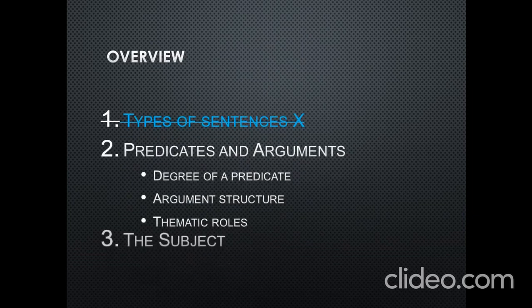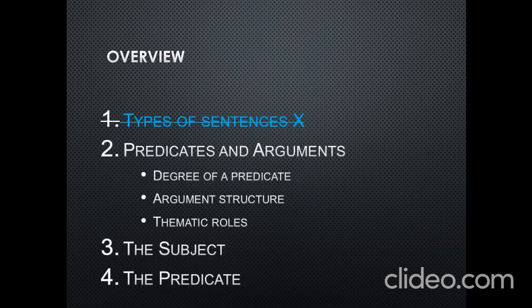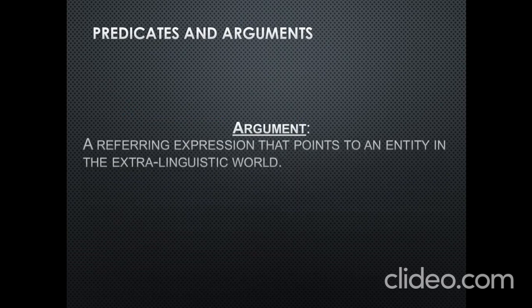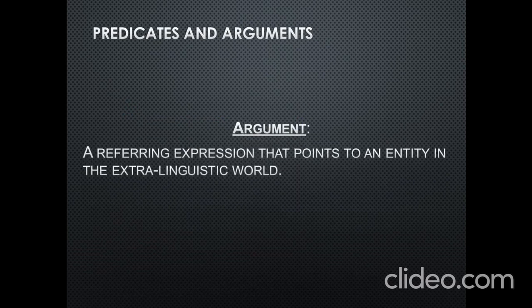So the overview of the chapter, as I said, this is a very short chapter that consists of 4 sections. We're not going to deal with the first one, that is the types of sentences, because this is easy and you already know them. So we're going to get into predicates and arguments directly, okay? So let's start by defining what an argument is. An argument is a referring expression that points to an entity in the extra-linguistic world.